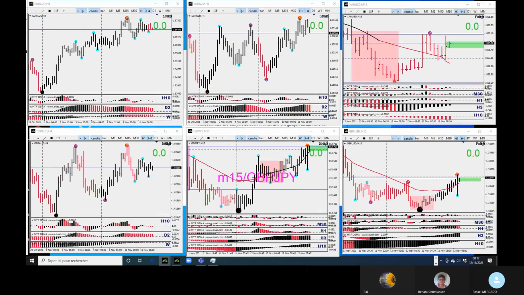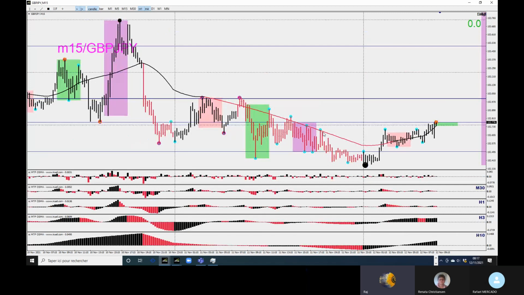So I have a pound yen long and a gold short and a euro Aussie short on the 4-hour trade. Those are my long-term trades. That may take a week and a half before they resolve themselves.